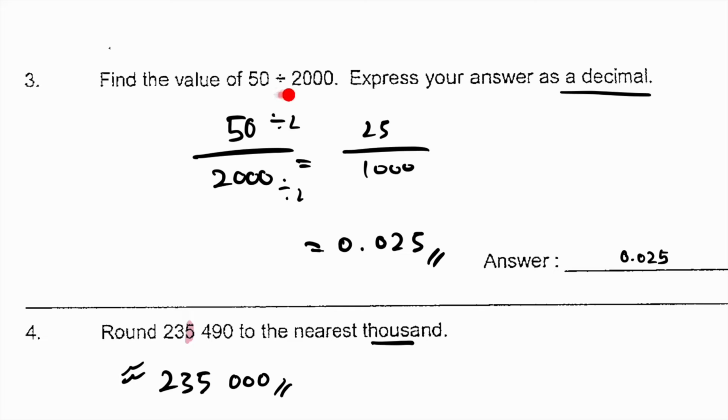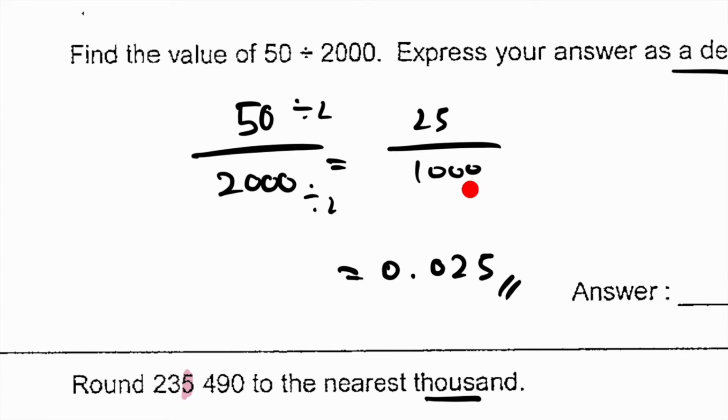Question 3, 50 over 2000, answer as a decimal. Now bear in mind that we love it when we're dealing with decimals to have our denominators be 10, 100 or 1000. So looking at that delicious 2000, I know that I can divide by 2 to obtain 1000. So let's do it. 25 over 1000. You see 3 zeros here? That means we've got 3 decimal places. Add that 25 in, and that's it.